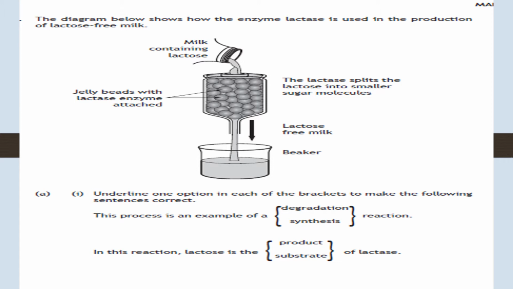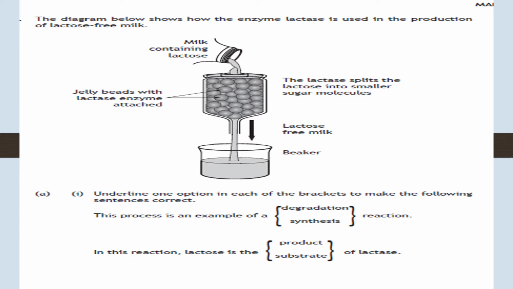So for your starter activity you have this question. It says the diagram below shows how the enzyme lactase is used in the production of lactose-free milk. And then you've got your milk containing lactose, and then you've got jelly beads with lactase enzyme attached. And then the lactase splits the lactose into small sugar molecules. And then you've got your lactose-free milk in your beaker.